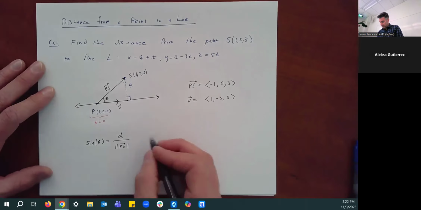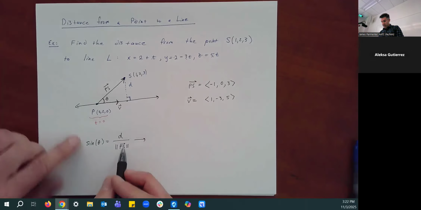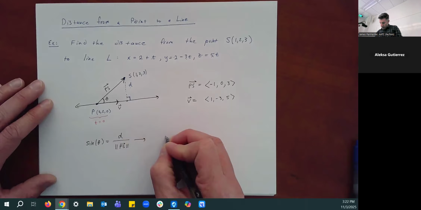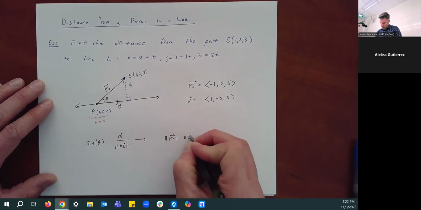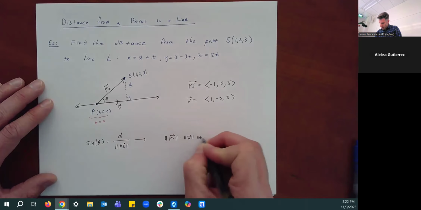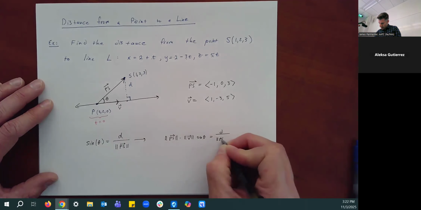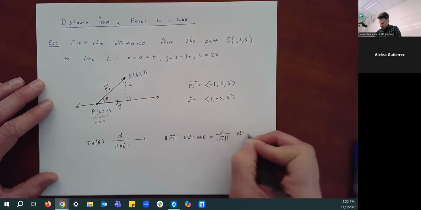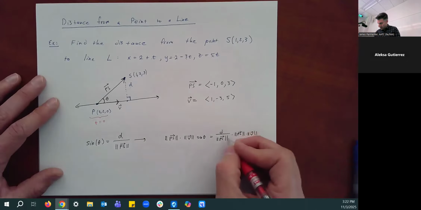Here's what we're going to get. We multiply both sides by the magnitude of PS and the magnitude of V. So we have the magnitude of PS times the magnitude of V times sine of theta is equal to D over the magnitude of PS times the magnitude of PS times the magnitude of V. The magnitudes of PS cancel on the right-hand side.